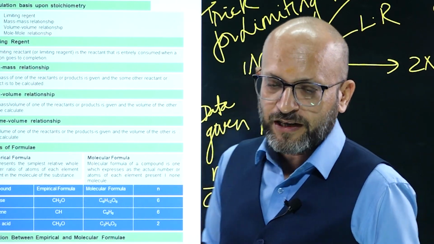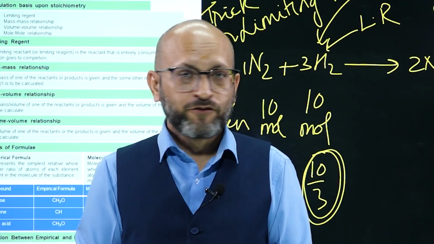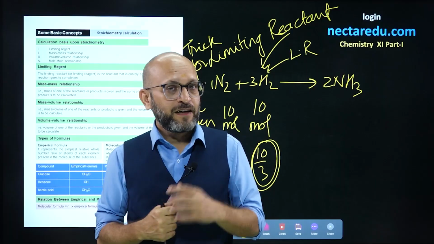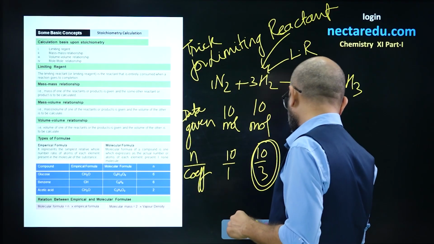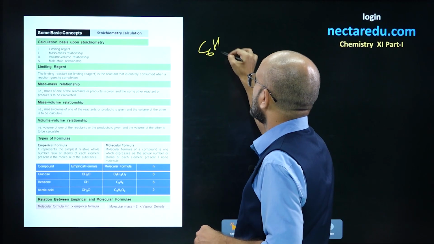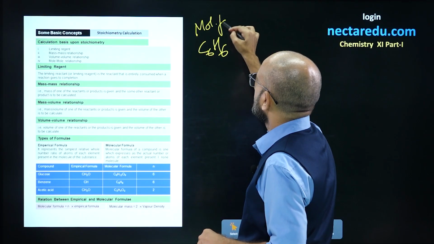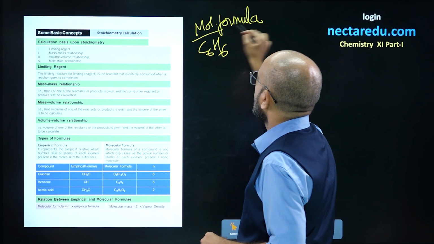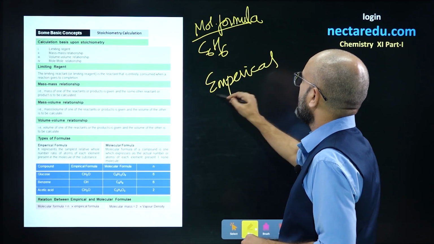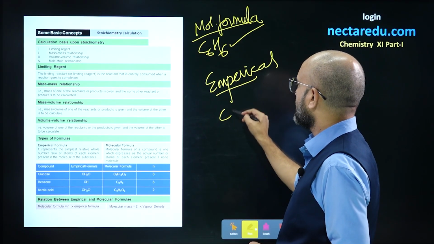So what is empirical formula? Empirical formula is the simplest ratio of atoms. And what is molecular formula? It is the actual ratio of atoms. Example, let me give it to you: if I take C6H6, this is the molecular formula, and the empirical formula will be the simplest ratio. C6H6 is the actual formula, and if I divide by 6 you will get CH.